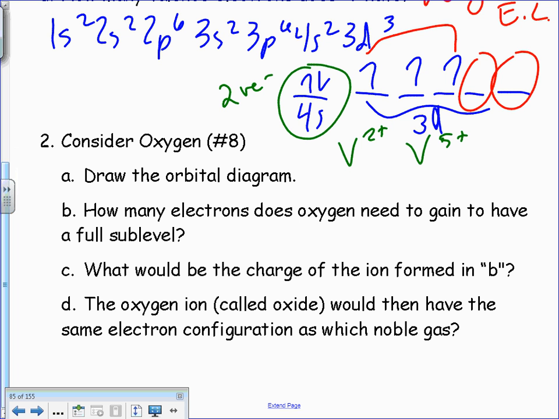So, orbital diagram. For this one, I'm actually going to draw it real this time. 1s2, 2s2, 2p. So you have 3 orbitals. How many electrons are here? 4 electrons, because oxygen is the 4th one over in the p block. 1, 1, 1, and one more going up right there. So there are 2 unfilled ones. How many electrons does oxygen need to gain to have a full subshell? 2, and I'm going to draw that in green here. 1, 2. So 2 electrons.